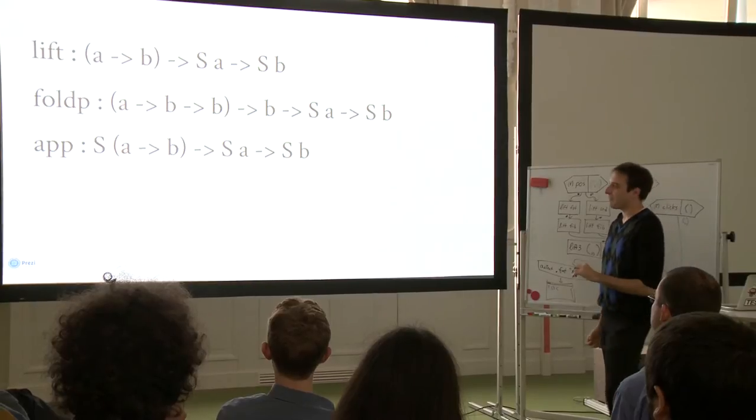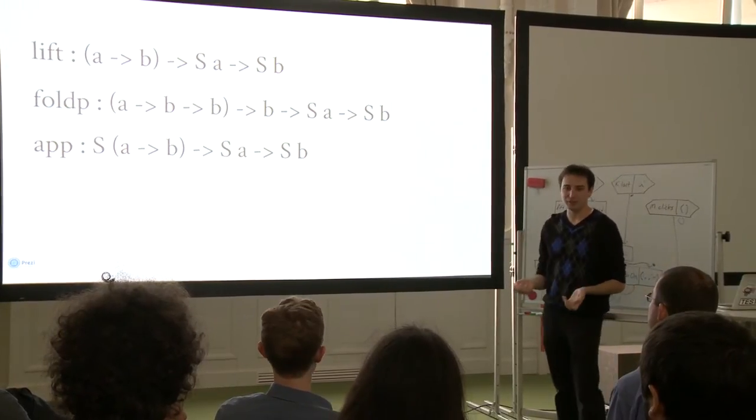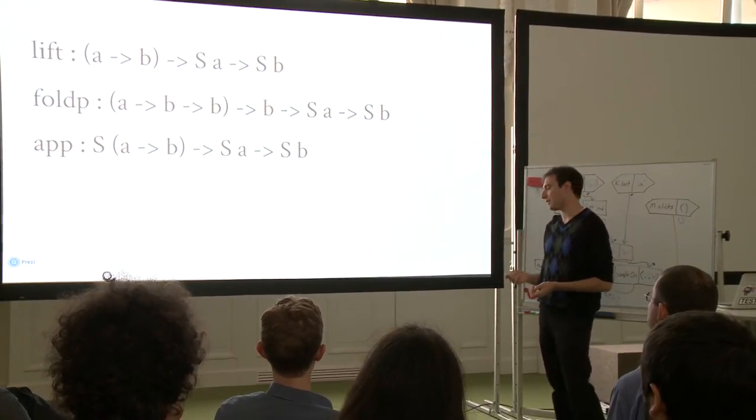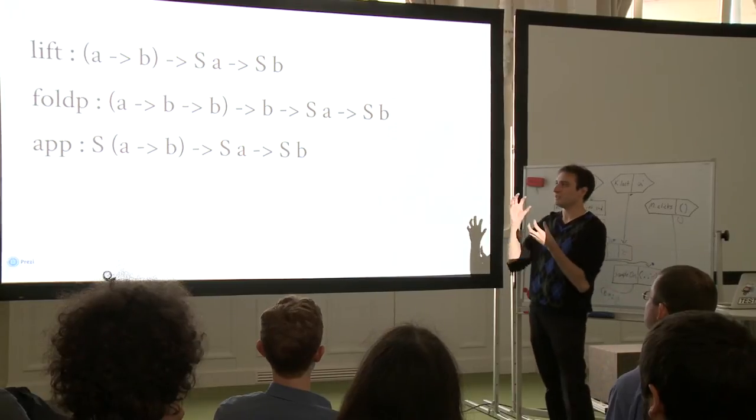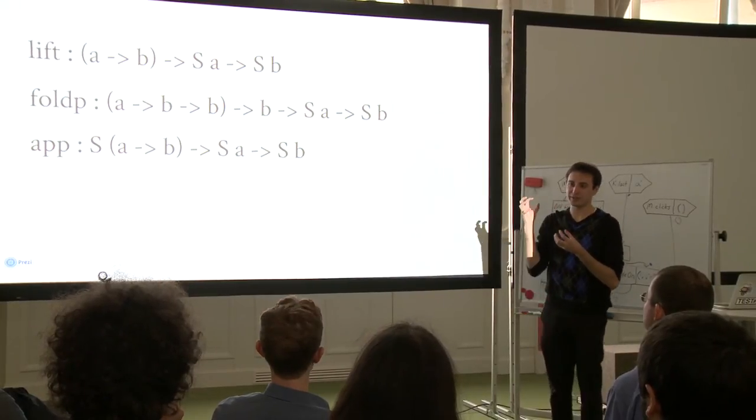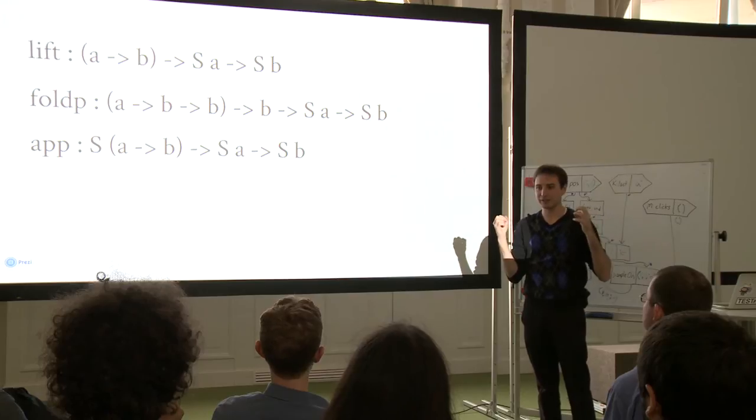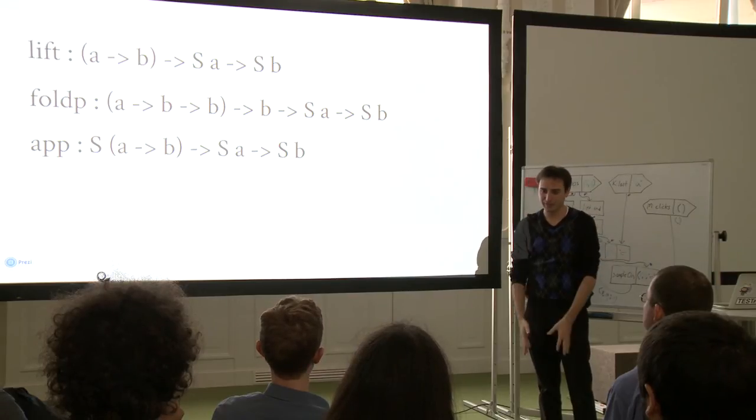And then the last one is app, which is actually the same thing as all of our lift 2s. But I like to think of it this way. On one signal, you get a function. And on the other signal, you get a value. You apply them together, and you send it down.